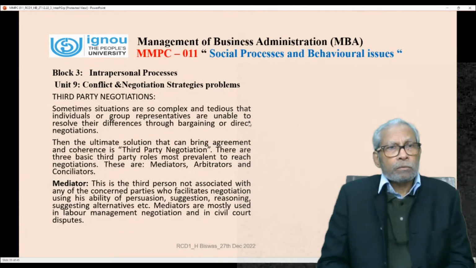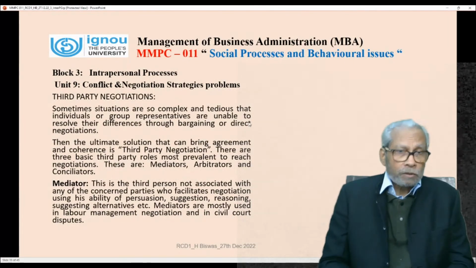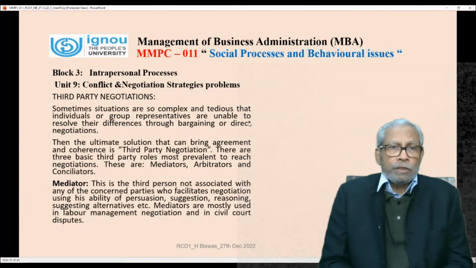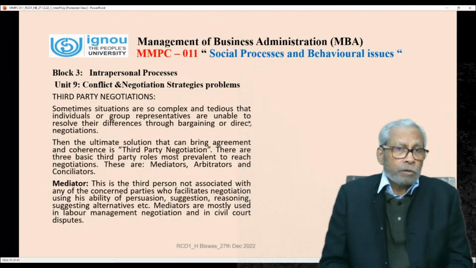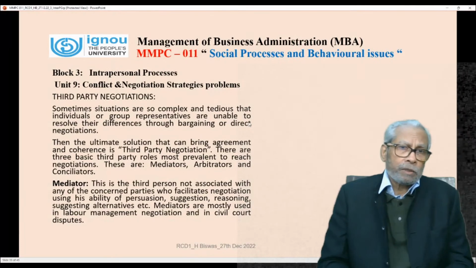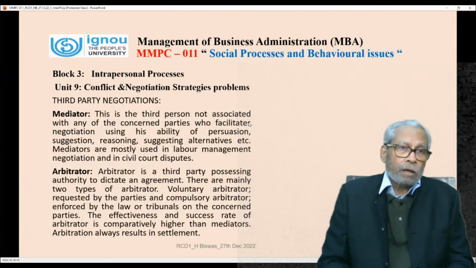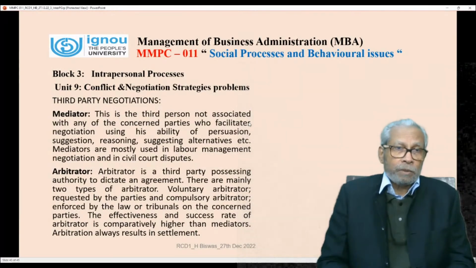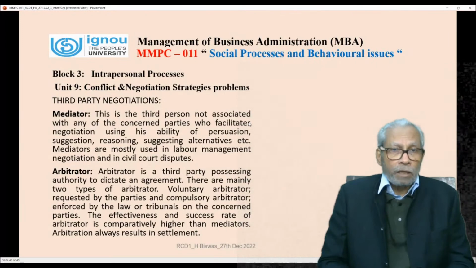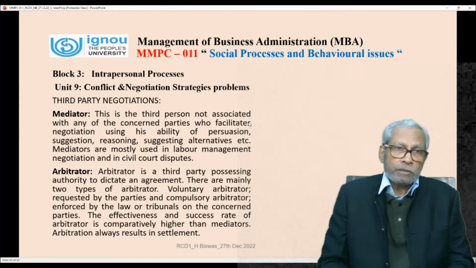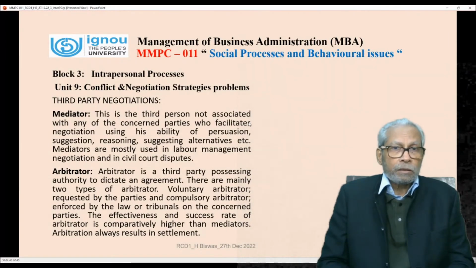Then your third party negotiations, because sometimes it has happened within the organizations that the team or the HR department cannot handle all these things. In that case, you have to hire some mediator, persons who can do the job. You can hire the third party that way. The mediator is a third person not associated with the concerned parties. Neutral, you have to do it.